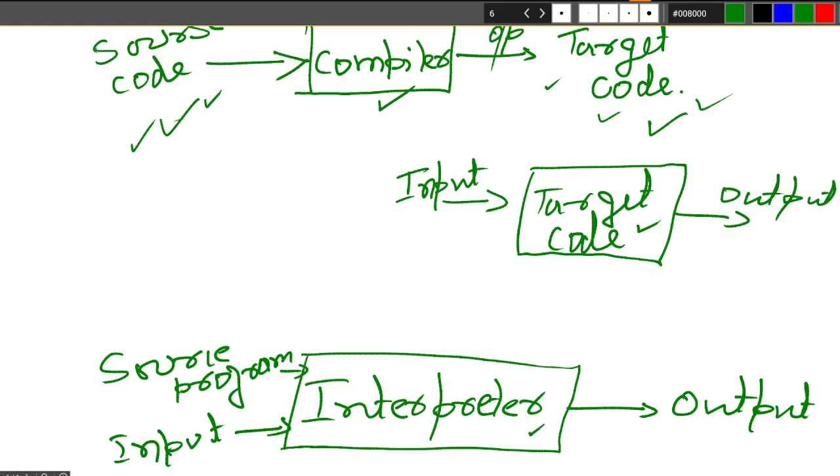So let me clarify that definitely the interpreter's job will be to take one statement, find whether the statement is correct or not, both syntactically and semantically. And after finding that yes, it is correct, then it will convert it to equivalent binary and then take input and execute line by line.